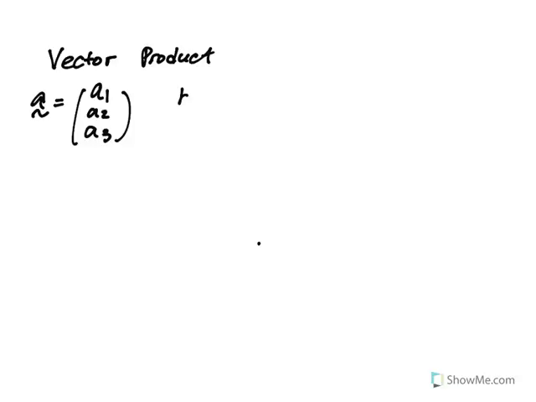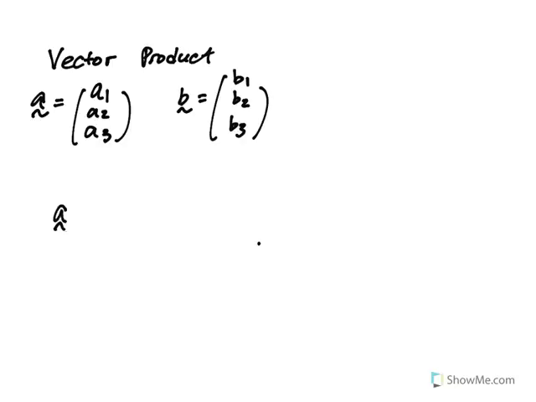This video will be on the vector product. Okay, so this is just a quick tidbit video on how to do the vector product. The vector or cross product of two vectors, where A is equal to A1, A2, and A3, and B is equal to B1, B2, and B3, is denoted by A times B, or the vector product or cross product of A and B.